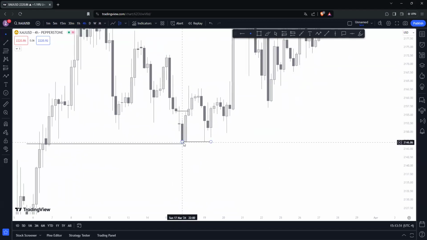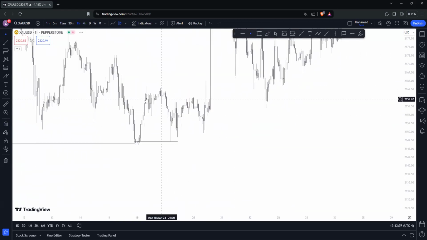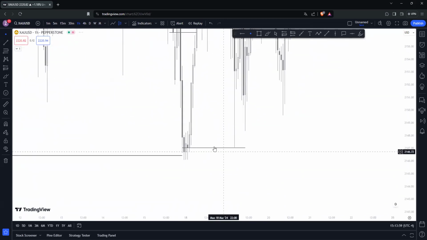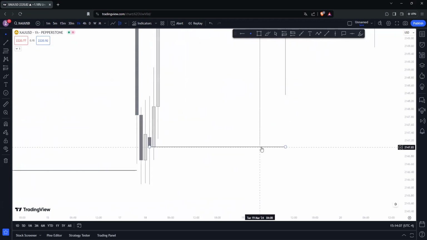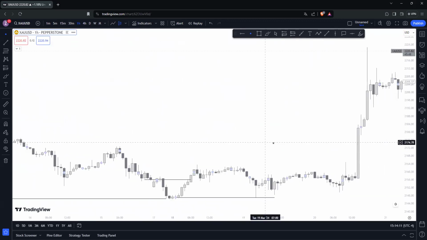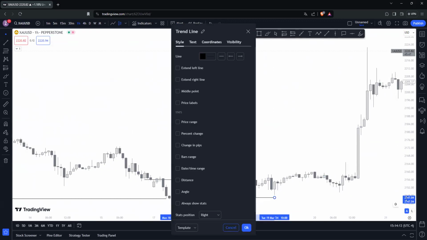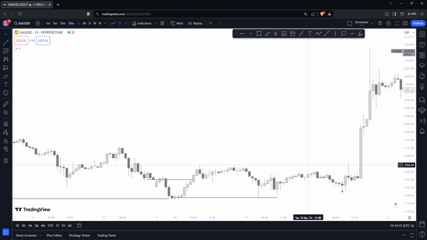So H4, it's fresh. Let's check on H1 at the same zone if it's also fresh. Okay, so you go to the H1, and as you can see here, H1 is also fresh. So Pepperstone here did not touch it. As you can see, it missed it by 0.1 pip, but on my broker, I was able to execute that on the same price of this, like 2,147.